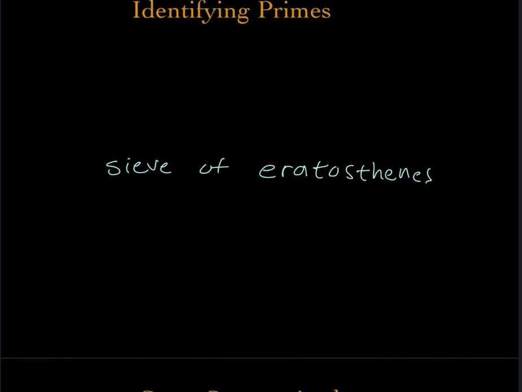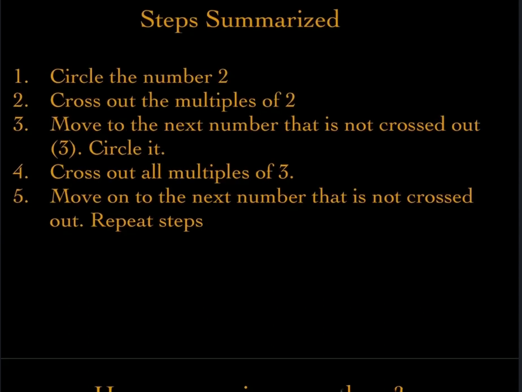Alright, so that was the Sieve of Eratosthenes. Let's summarize the steps really quick. Circle the number 2 because that'll always be the first number. Cross out multiples of 2, we did that. Move to the next number that is not crossed out, in this case 3. Circle it or acknowledge that it's a prime. Cross out all multiples of 3, move on to the next number that is not crossed out, and repeat the steps. And that is how you identify primes.